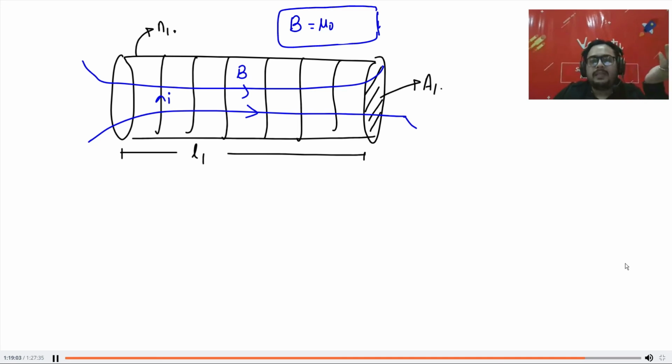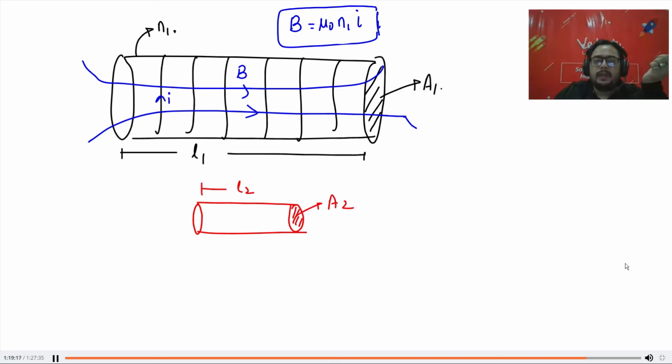Now I am placing a small solenoid inside it. So you have placed a small solenoid. Area of that solenoid is A2, length of that solenoid is L2, and number of turns in that solenoid are N2. And obviously it is placed inside it, so magnetic field is going like this.